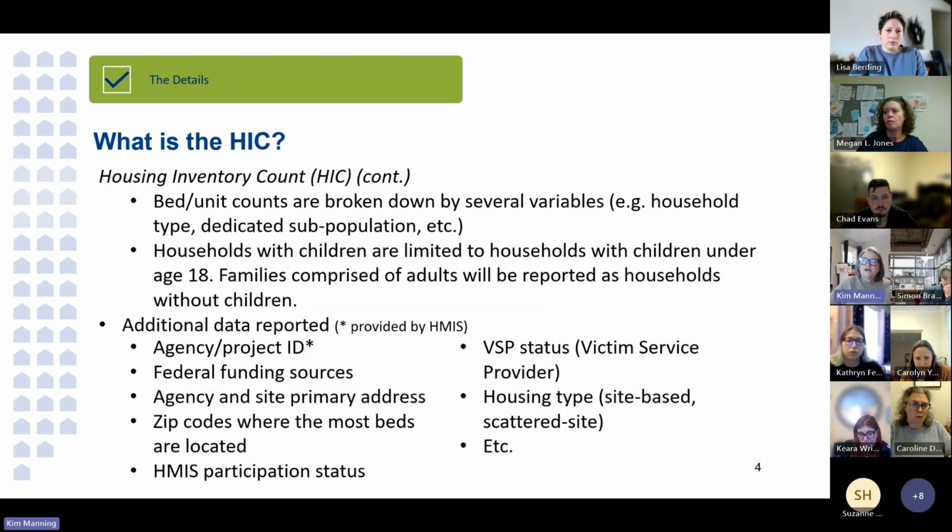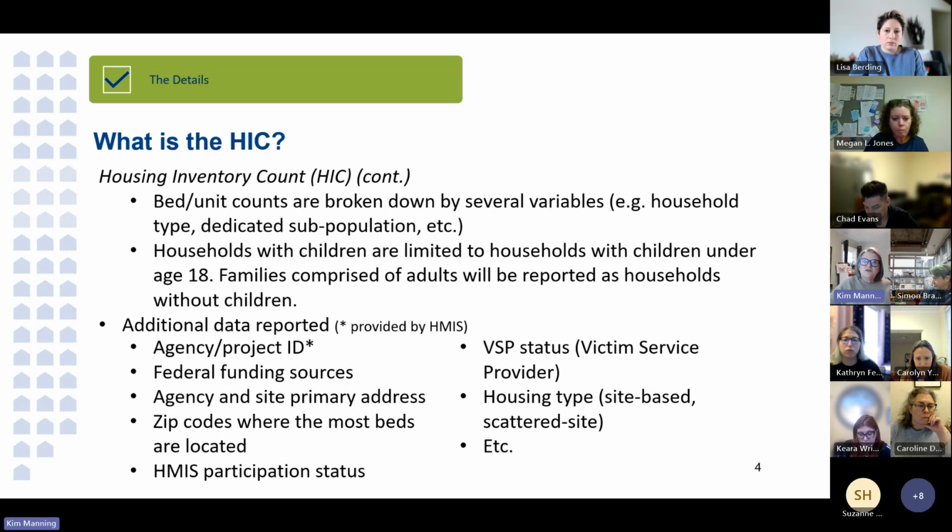Bed and unit counts are broken down by several variables, including household type, dedicated subpopulations, and other elements depending on the project type. It should also be noted that households with children are limited to households with children under age 18. Families comprised of adults will be reported as households without children.